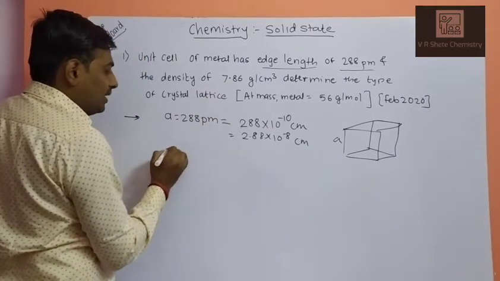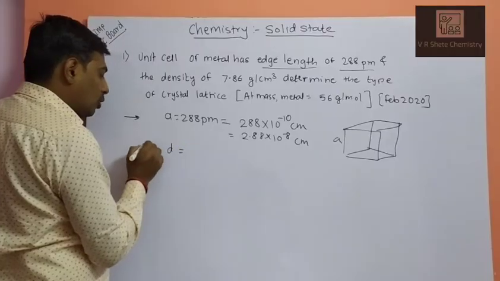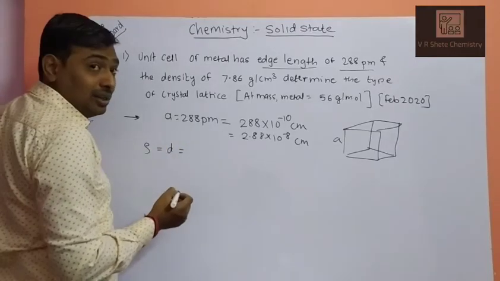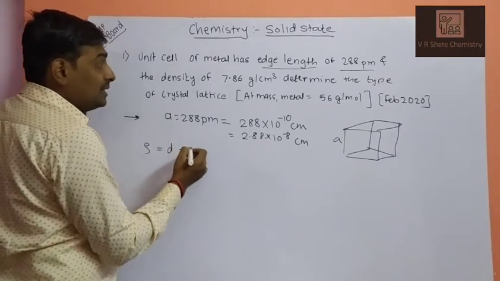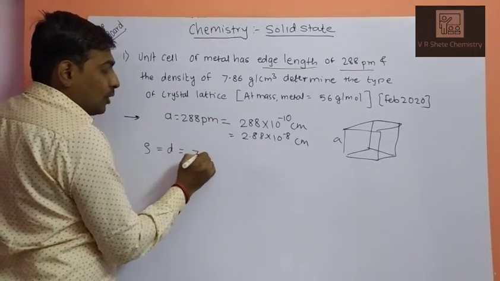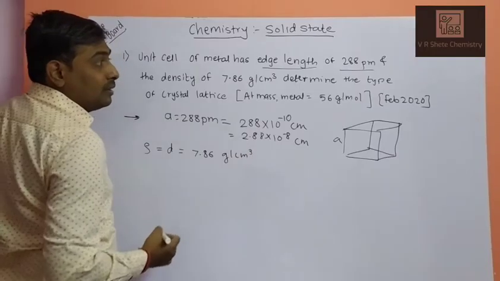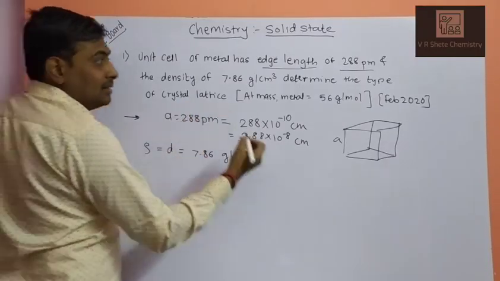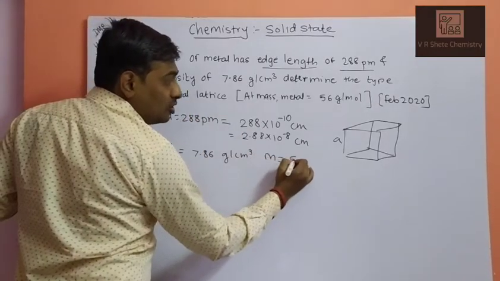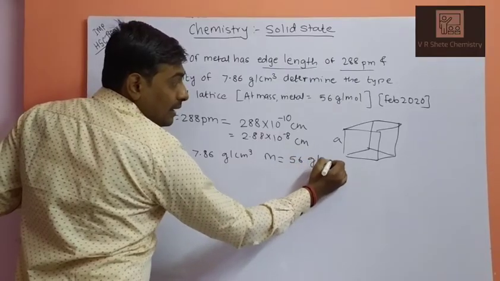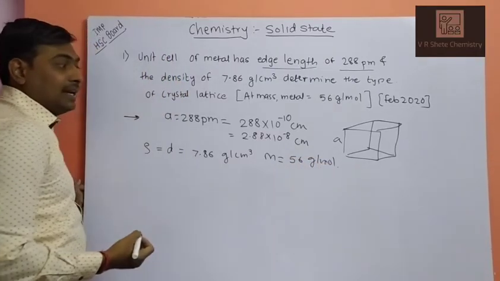Second one, density is given. You can take D as density or you can take rho as density. Rho or D both are the same. D is equal to 7.86 gram per centimeter cube. The next term given is molar mass. Capital M is equal to 56 gram per mole. These 3 terms are given.